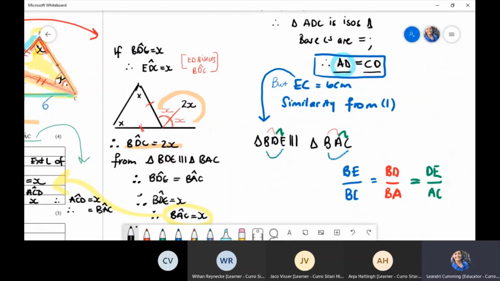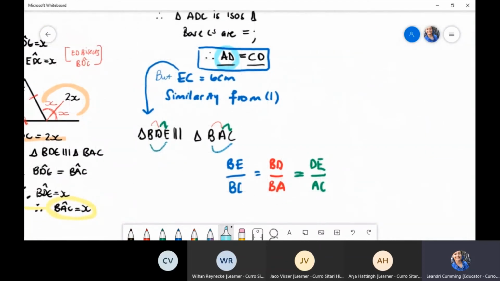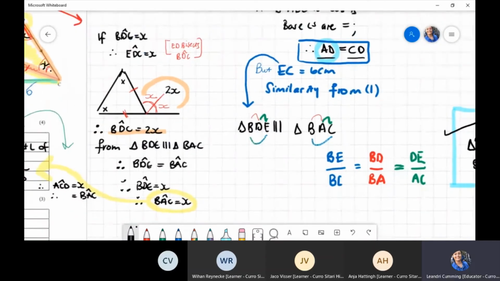BE over BC will have the same proportion as BD over BA, which will have the same proportion as DE over AC. Why may I make this statement? What gives me the right to make such a statement? It is because the triangles are similar. Therefore, your sides are in proportion. So now we've made the statement. Now we can figure it out.